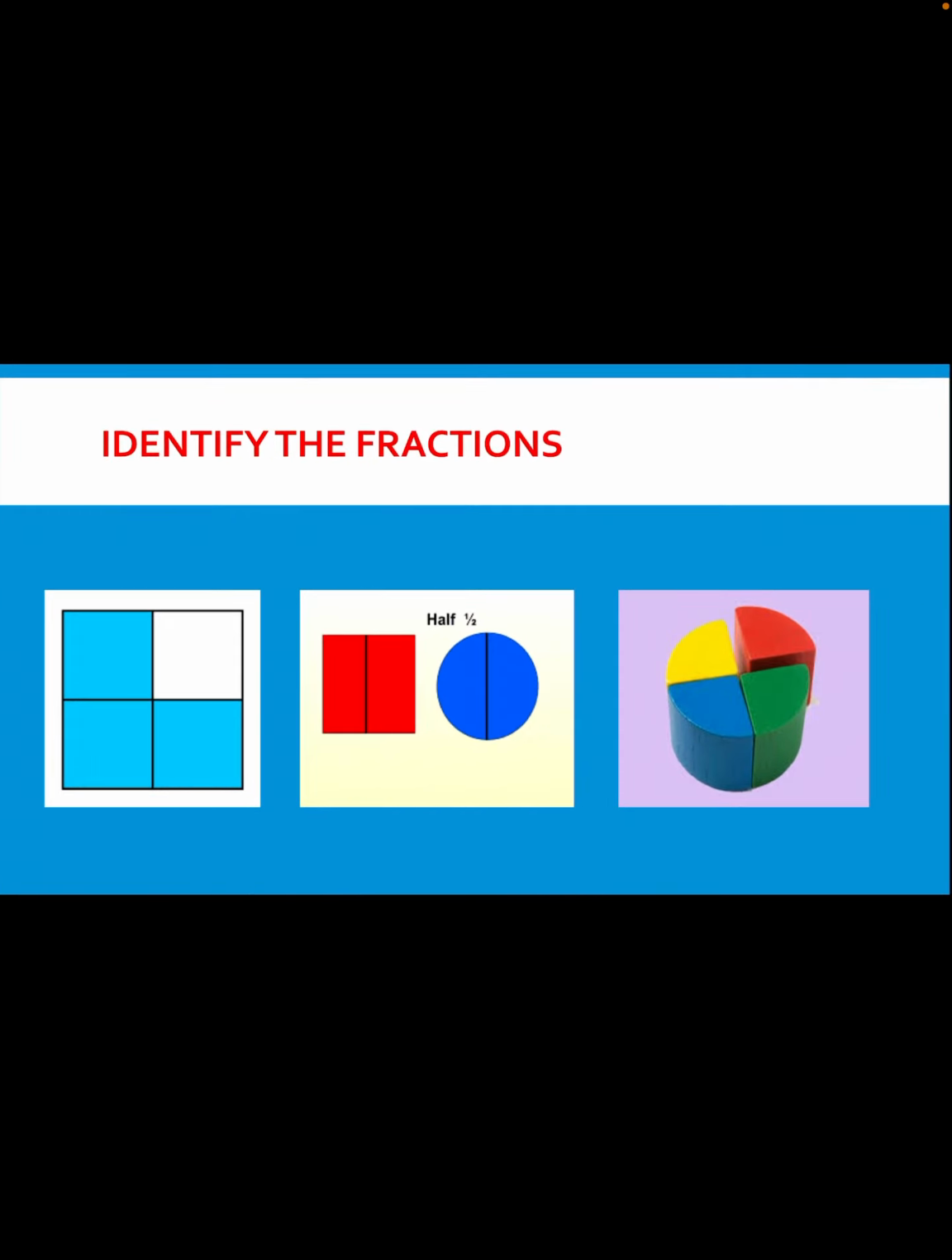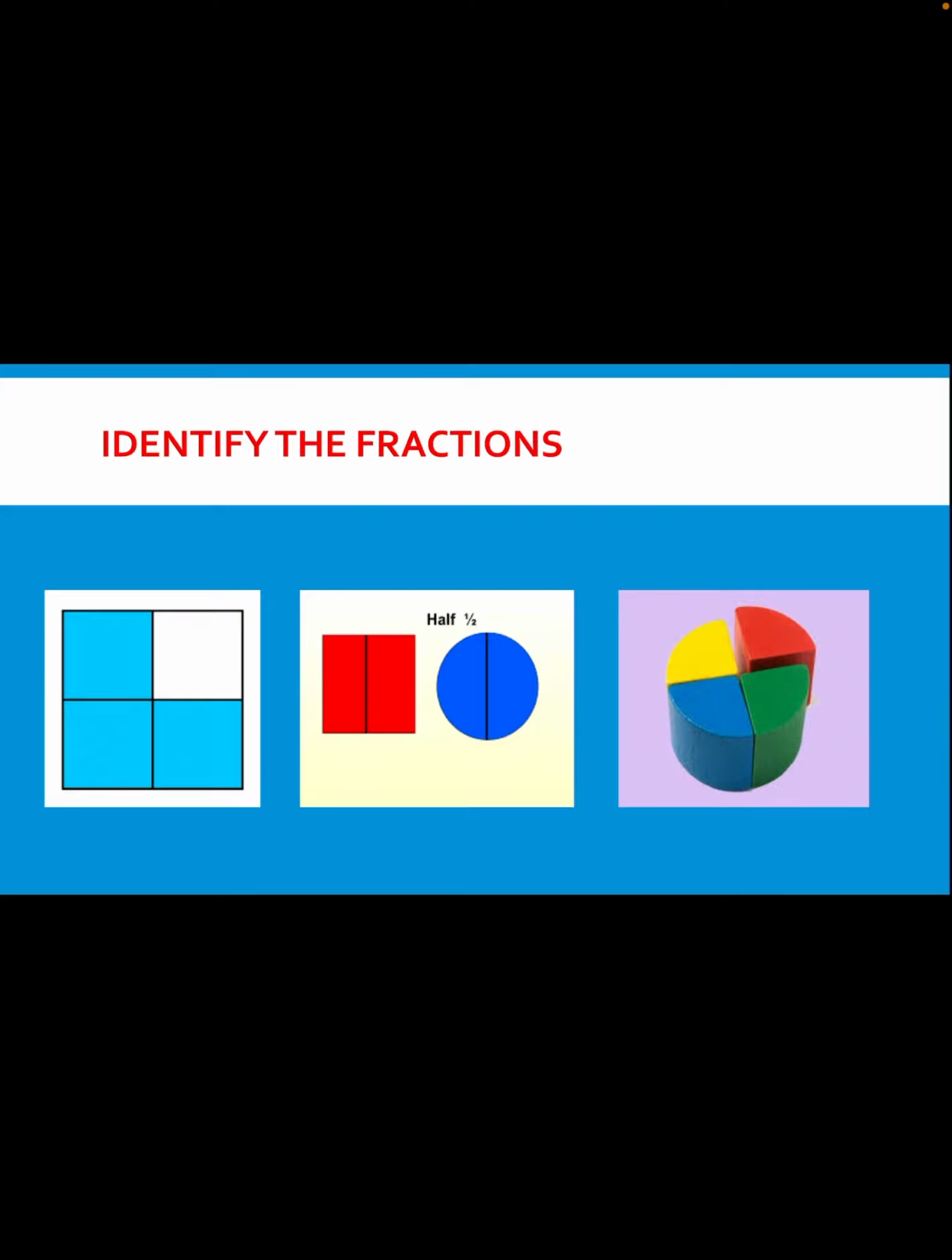Now here, identify the fractions. You can easily identify the fraction here. The square is divided into 4 equal parts, and 3 parts are shaded. So the shaded part of that figure is 3 by 4. Okay, and here, you can tell, the red square is divided into 2 equal parts. Each part is half, 1 by 2.